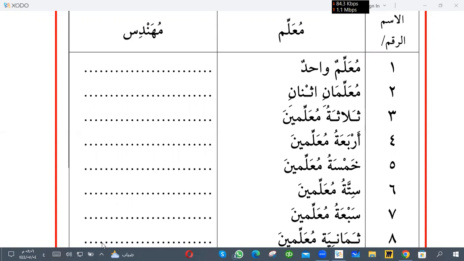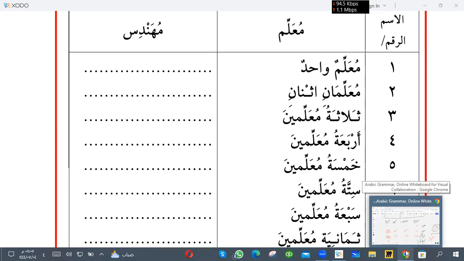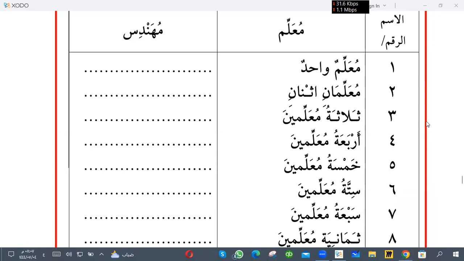Now, thalathatu muhandisina. When jamma muzakkar salim becomes mansub, kasra, ya, sukun, noon, fatha at the end. Okay. So thalathatu muhandisina. Yes, from 3 to 10, the madud is jamma majroor. Next.